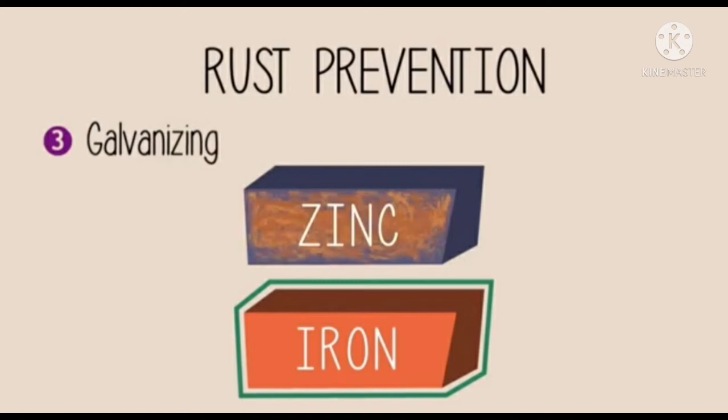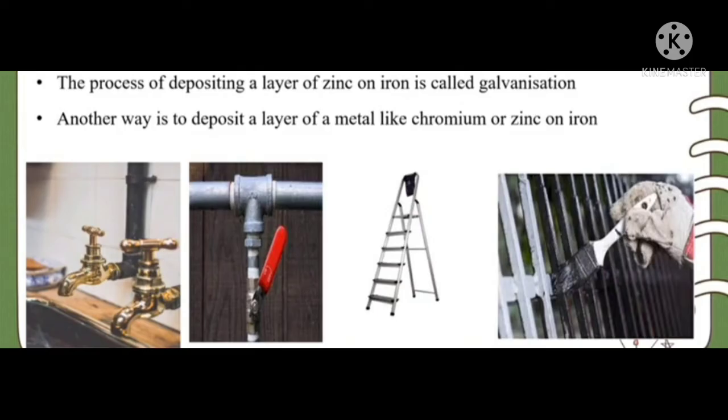Another method to prevent rust is galvanizing. The process of depositing a layer of zinc on iron is called galvanization. Another way is to deposit a layer of a metal like chromium or zinc on iron. The iron pipes we use in our homes to carry water are galvanized to prevent rusting.